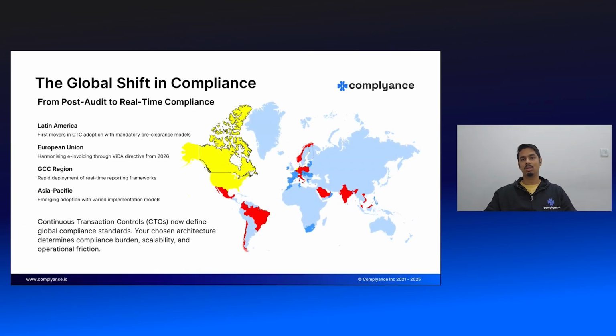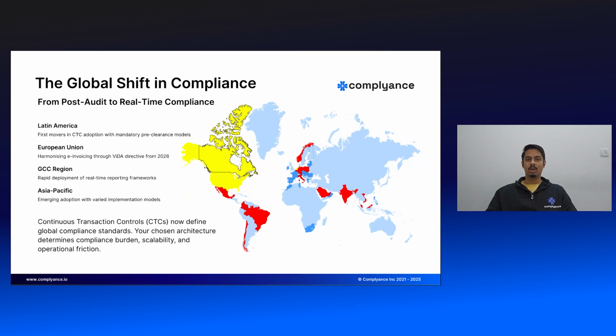So first we have to see the global shift in the e-invoicing structure and the e-invoicing adoption as well. Many countries are adopting e-invoicing models and processes aggressively. Many countries are mandating e-invoicing, and many have already mandated it. For example, countries in the EU have already mandated e-invoicing. Many countries, while implementing, went with a post-audit model, and now they are shifting to real-time compliance models. That is the CTC model.